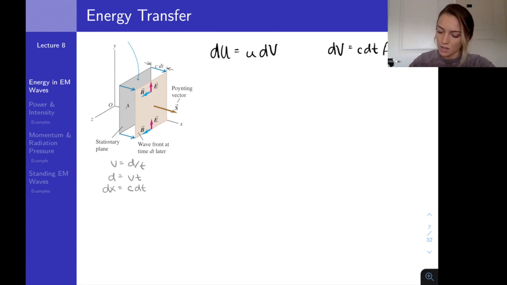And then we know that the energy density, which we did in the previous slide, we can write as epsilon naught E squared. We want to write it only in terms of the electric field for now. And then we'll replace dv with c dt times A. So we'll write it like that.